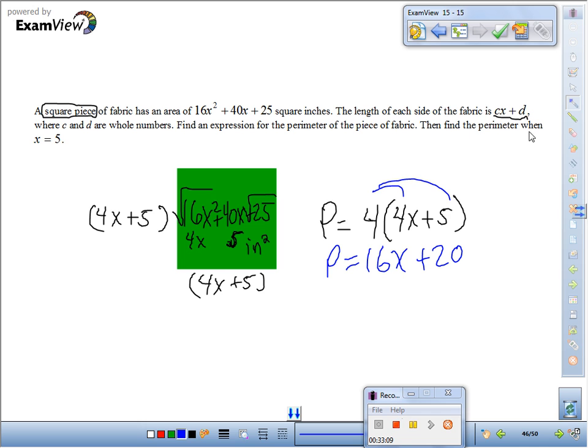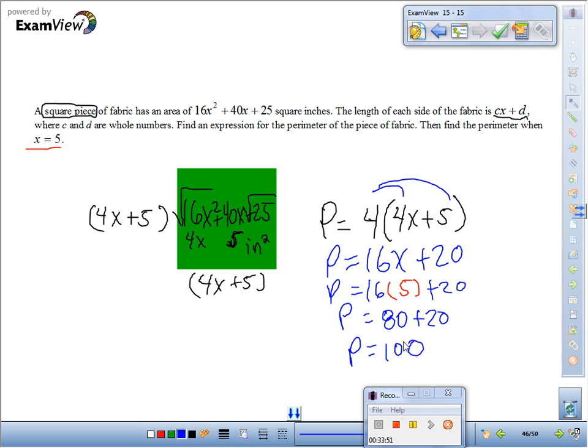And let's do the last part. It says, then find the perimeter when x is 5. So instead of x here, what are we going to substitute? 5. So here we open parentheses of 5 and bring everything else down. P equals 16 times 5 plus 20. So let's see, what is 16 times 5? That's 80, so 80 plus 20. Bring down the equals and the P. So the perimeter of this square is what? 100. And what was the unit of measure that they used? Inches. Now for the perimeter, we don't write square. That's only for what? Areas. Is that correct?